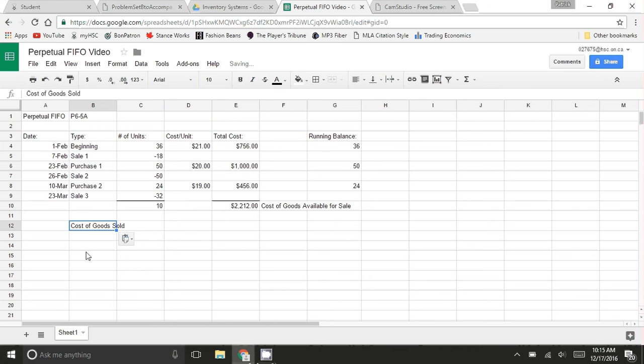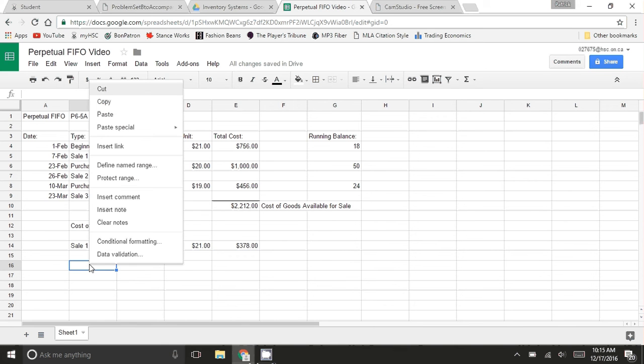We have sale 1, where we have 18 units, and because we're doing first in, first out, only the 36 units from the beginning inventory are the ones we have, so we're going to use them. So that's 18 at $21, and then I'm going to subtract those 18 units here, and that gives us 18 left out of those initial 36 in the beginning inventory. And then we're going to do a total cost. So the first sale gives us a cost of goods sold of $378.